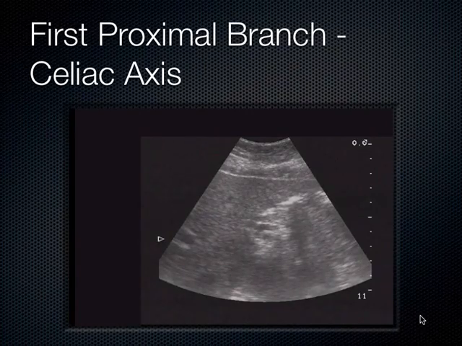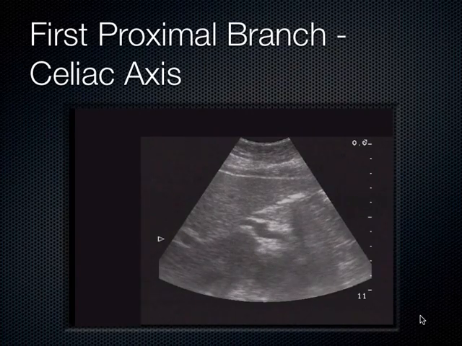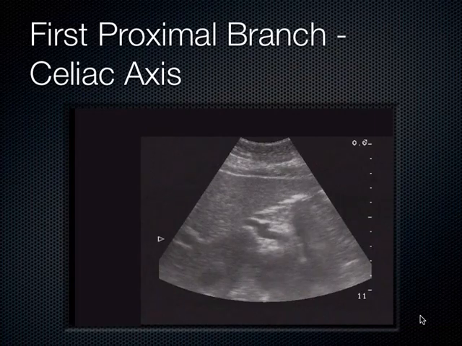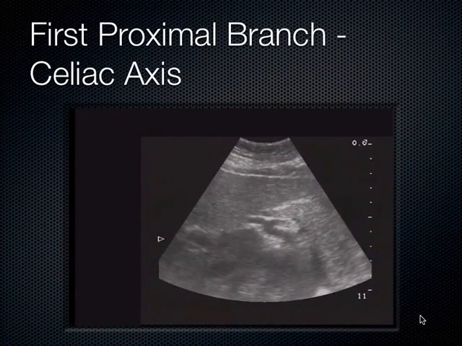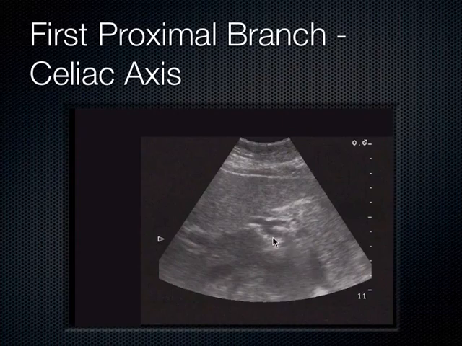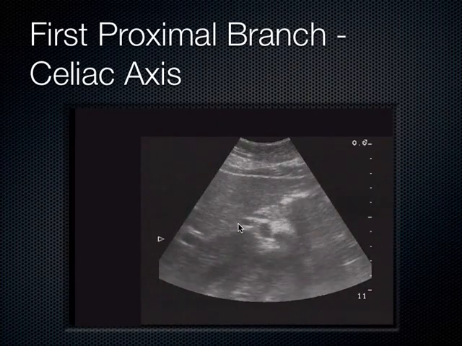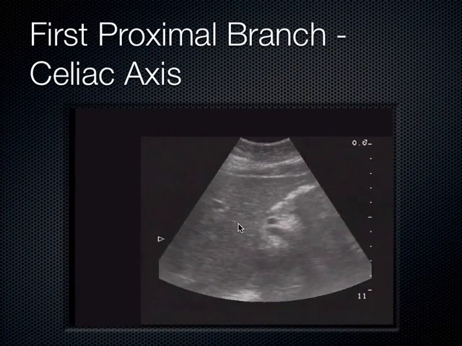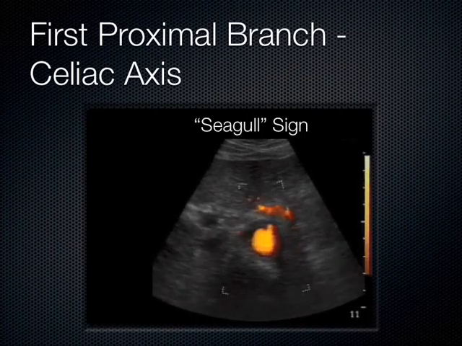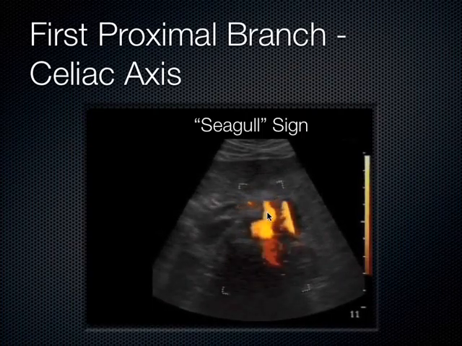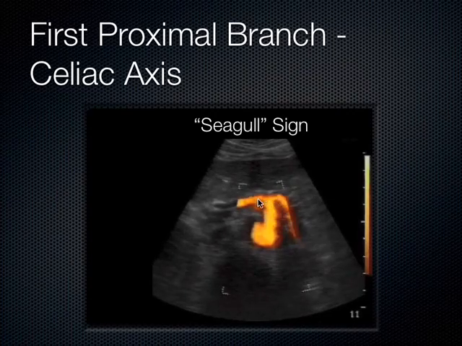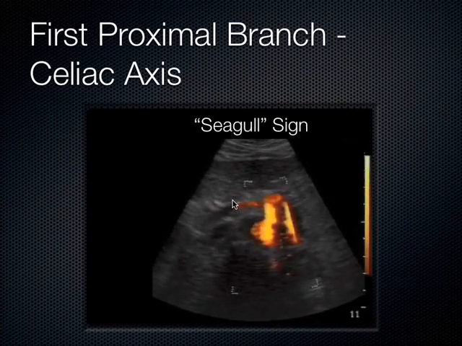Let me freeze it for you here. Hold on. Let me back it up. Right about, it's not really good right there. Hold on. Oh yeah, here we go. So this is the celiac axis coming up right here, and then boom, splenic and common hepatic going that way. All right. Now when you put some color on this, it looks like a seagull. So here's the aorta, celiac axis, splenic, and common hepatic.